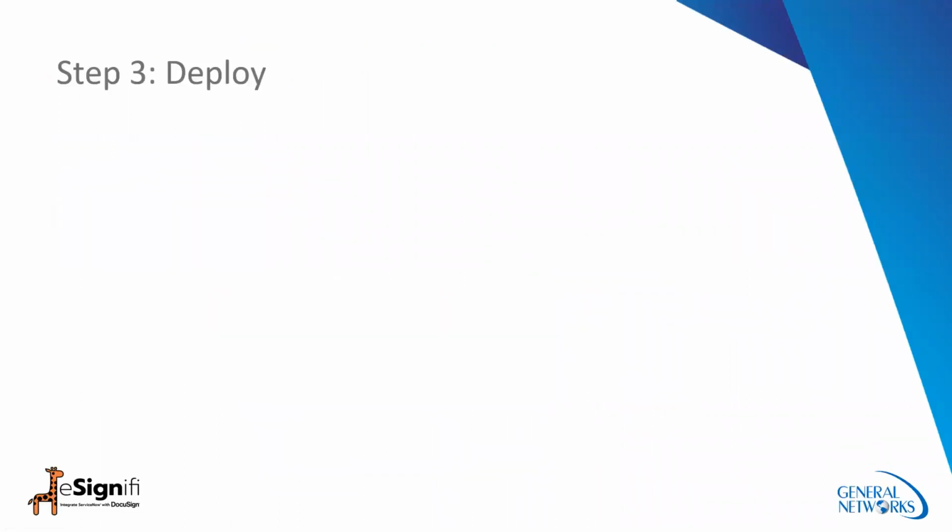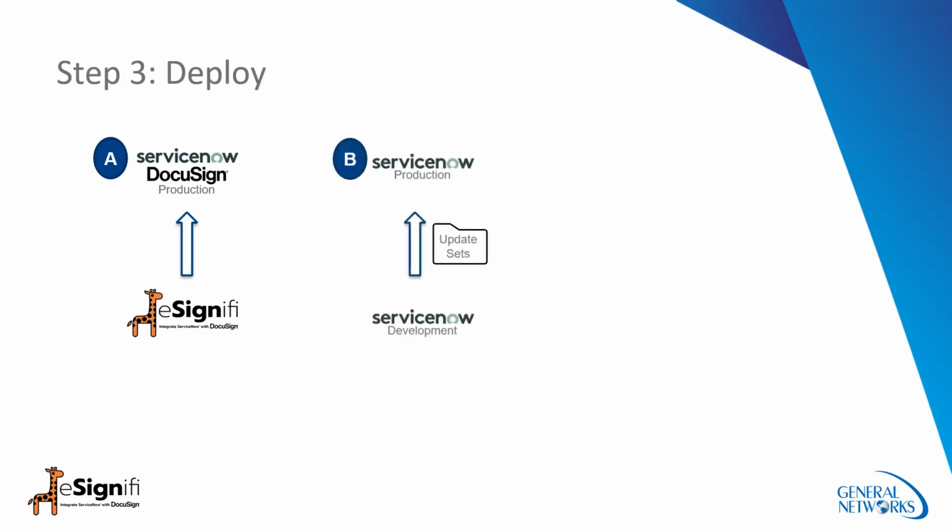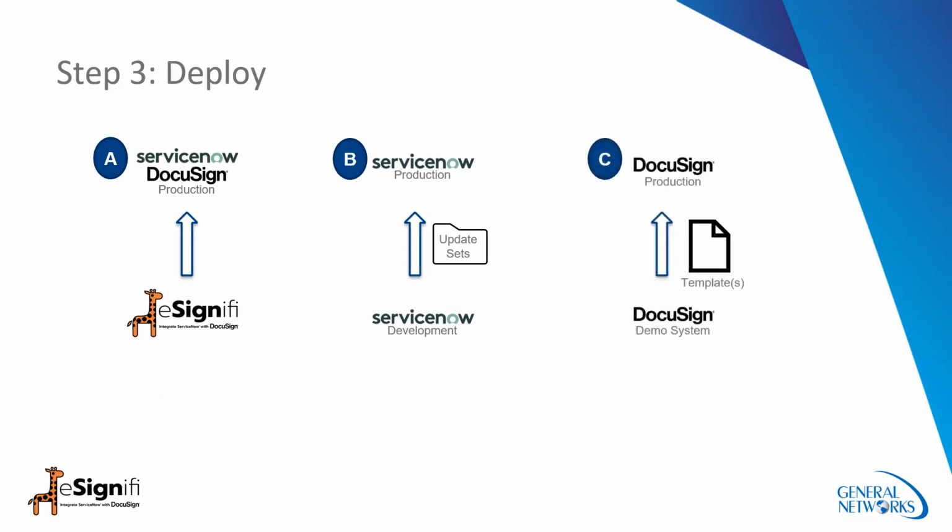Okay, so the last step in the 3 easy steps for the integration is to deploy. Once you've built your integration in a non-production environment, part A, you install eSignify in production ServiceNow, and then do some configuration in ServiceNow and DocuSign. Part B is you will, just as you would normally within ServiceNow and other areas, use an update set to deploy your eSignify map to ServiceNow production. And part C is you migrate your template from a lower DocuSign environment to your production DocuSign environment.